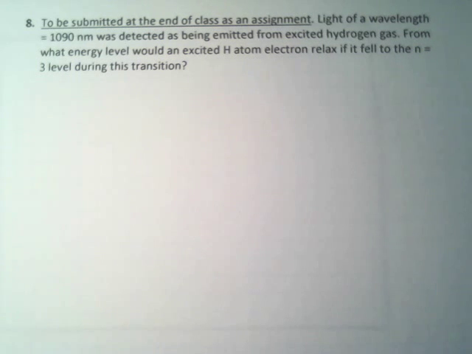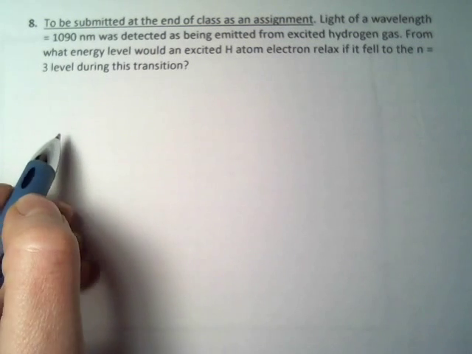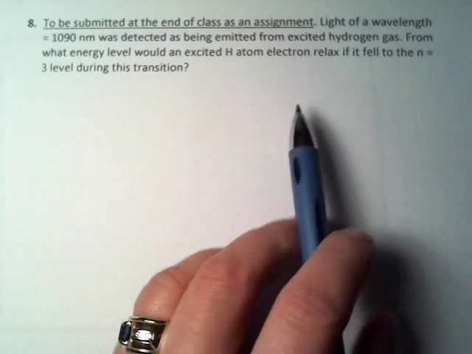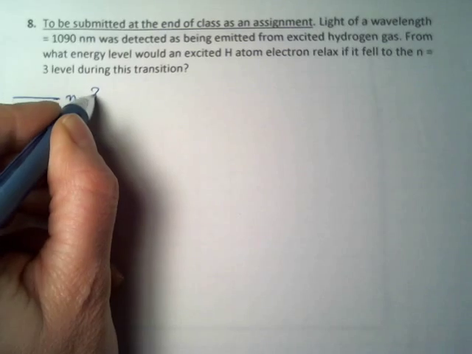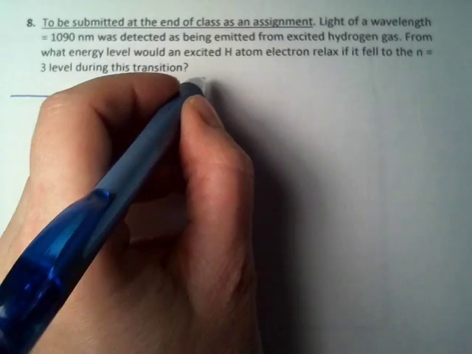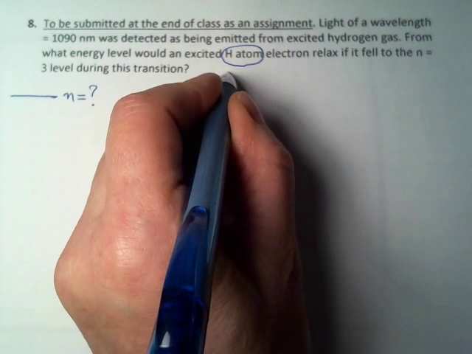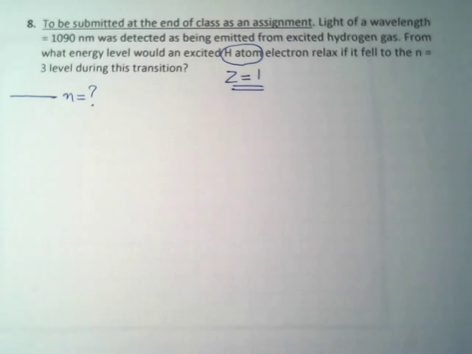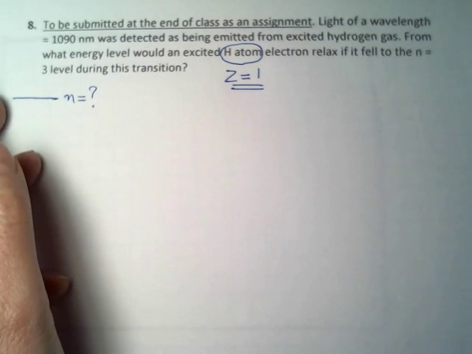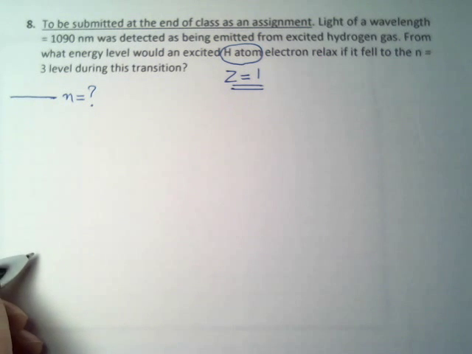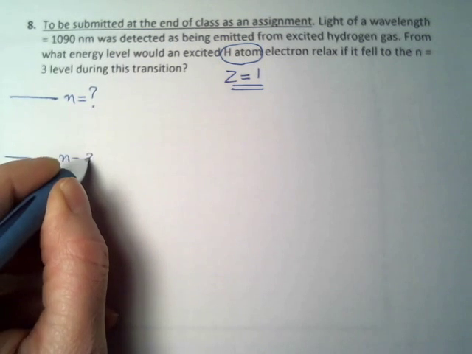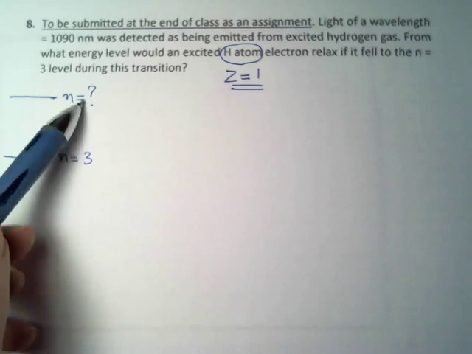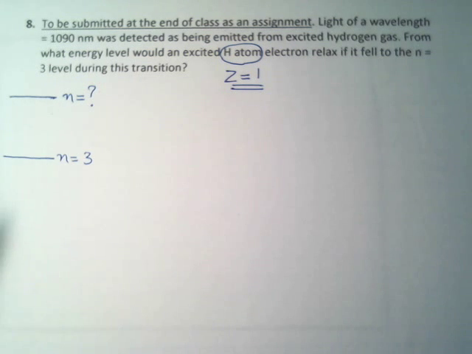We are given that it's from what? So we don't know what this higher level is. n is equal to question mark. We do know, by the way, that this is hydrogen, and therefore I'm going to write right away that Z is equal to 1 in any formula that I'm going to use. I don't know how many dashes to put in between, but I'm just going to put n equals 3 down here. I'm not implying that that's the fourth. I really don't know what it is, I just don't know how many lines to put in between.